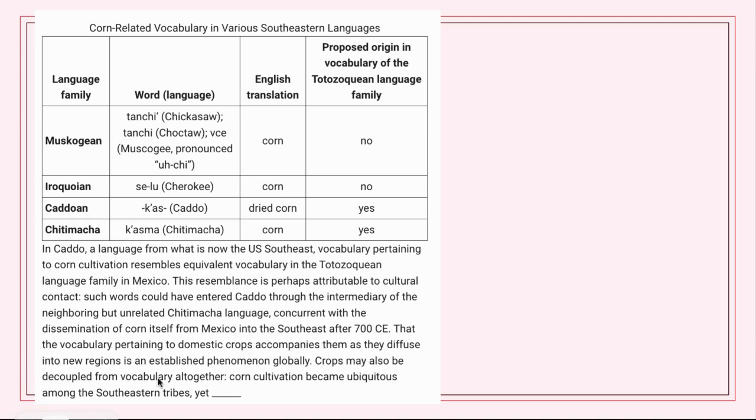It's kind of weird, because they spent this whole thing talking about how the languages are similar, but now we're saying that crops may also be decoupled, or detached, from vocabulary altogether. And ubiquitous, I'm not sure what that means, but I can see that this entire thing is about corn. I see other language families in the chart that they didn't mention here, and they're all about corn. So I'm assuming corn cultivation became common among all the southeastern tribes. However, blank. So I think they're trying to say that just because they grow the same crops doesn't mean the vocabulary is always similar for all southeastern languages. I think that's what they're trying to say.